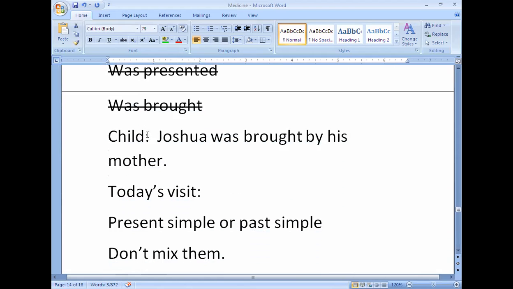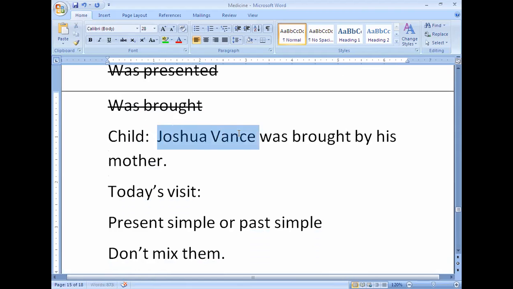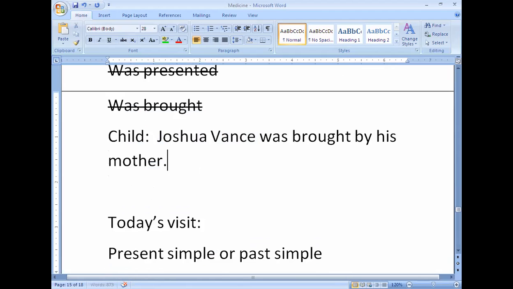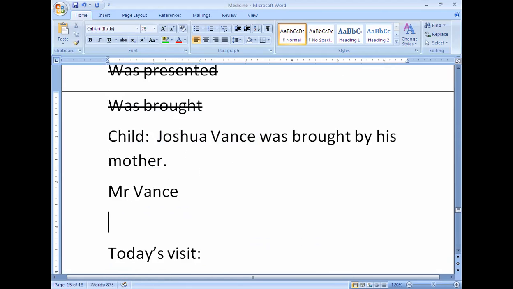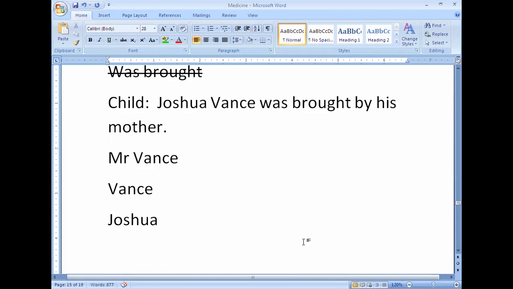This is about children. When we are talking about a child, for example, in one letter the name of the child is Joshua Vance. When you are writing in your letter, should we write Mr. Vance? Let me ask Dr. Khalid. Joshua. Yes, we use Joshua only, first name only. Excellent. For children, we use the first name, okay?